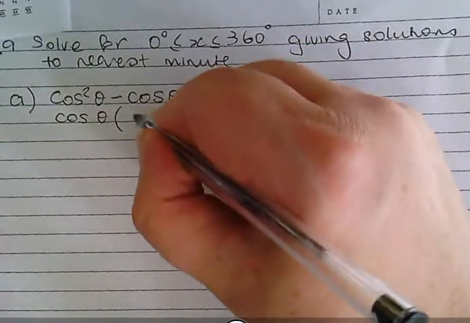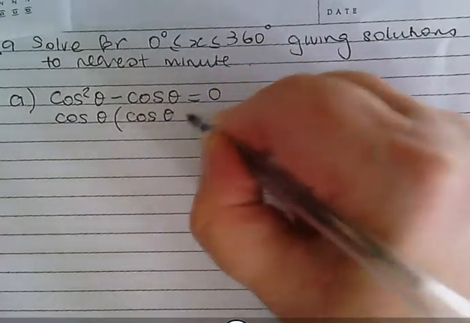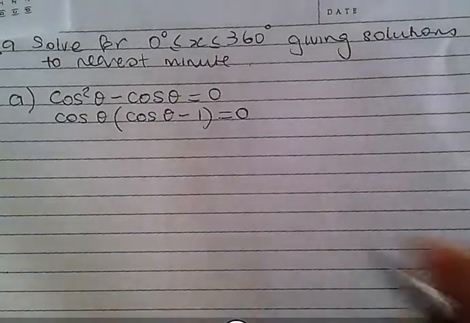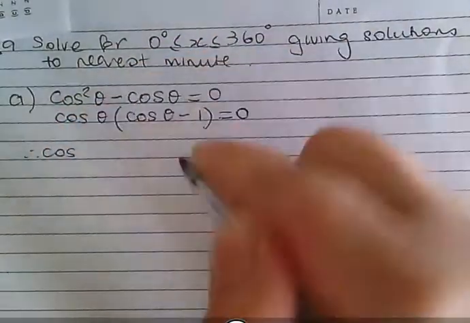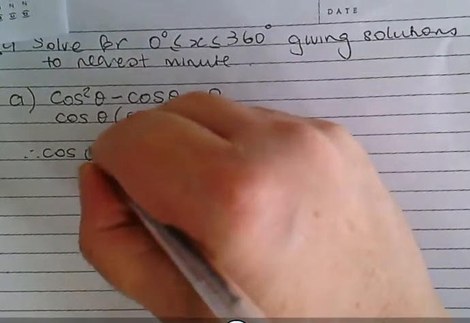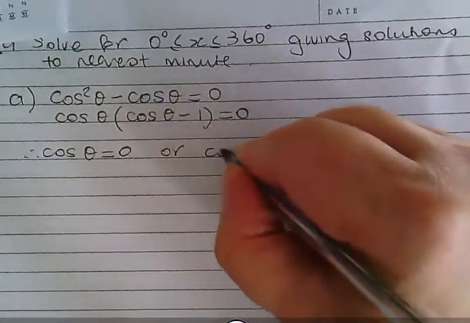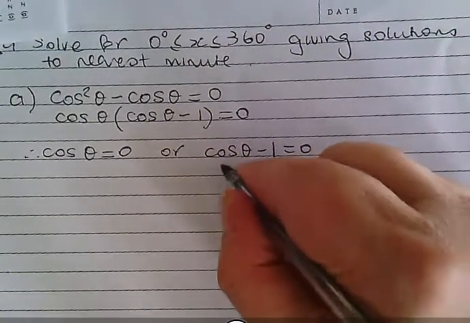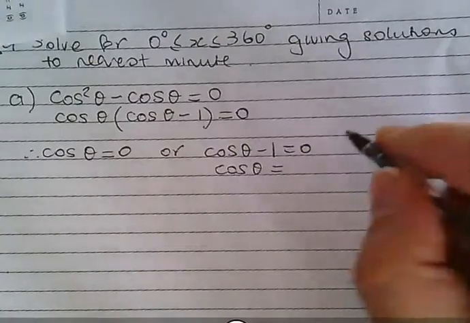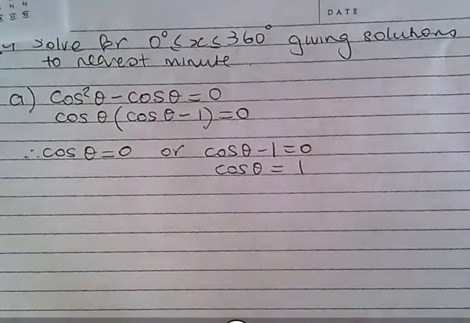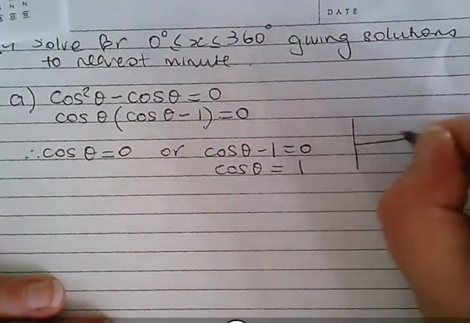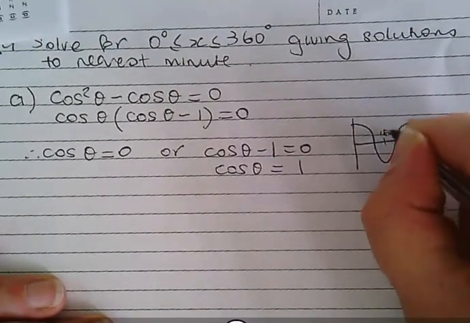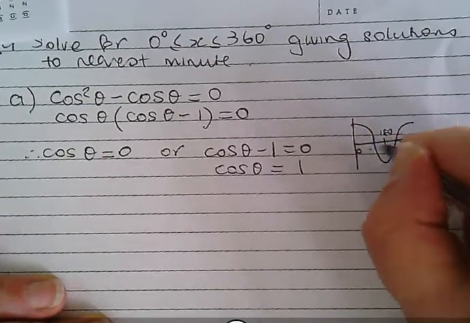Cos theta, common factor. Cos theta what? Minus 1 equals 0. So if that times that is 0, therefore cos theta equals 0, or cos theta minus 1 equals 0. In other words, what does this one rearrange to give? Cos theta is 1. So all we do, we just draw our cos function. We good? 360, 180, 0. The others are 90 and 270.